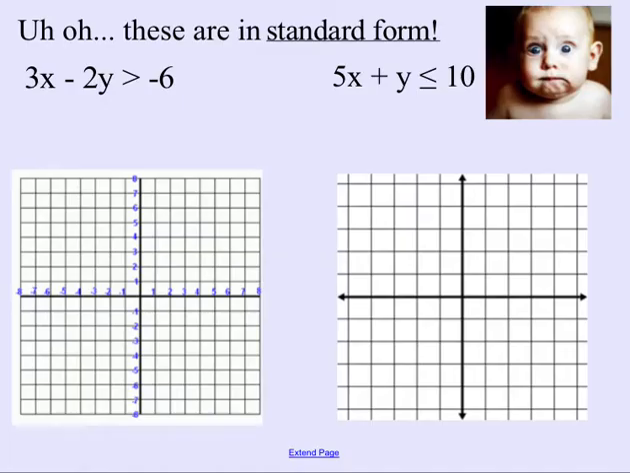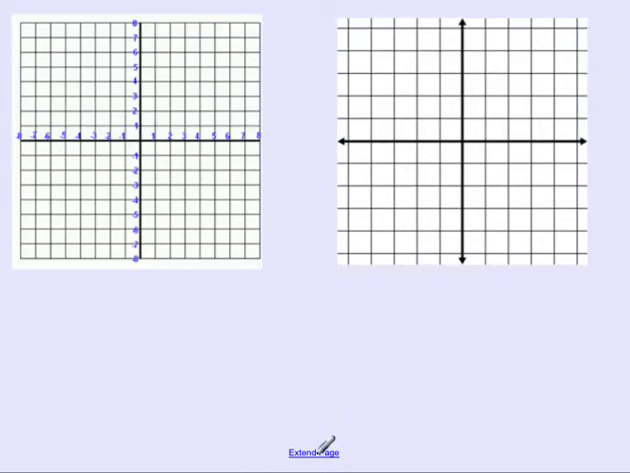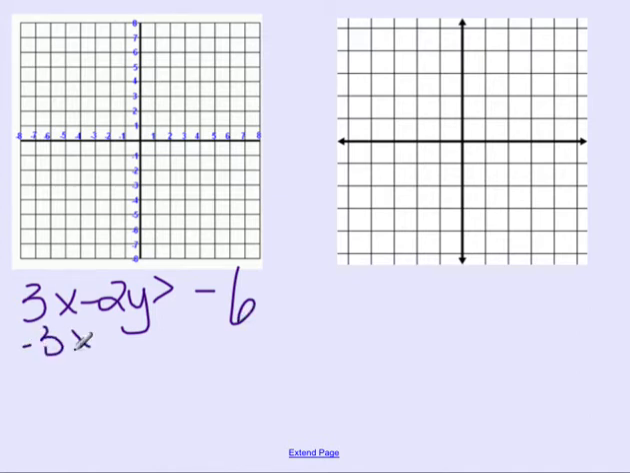Taking a look at numbers 8 and 9. They're in standard form, which means we have to solve them for y. So I have 3x minus 2y is greater than -6. Okay, so we're going to go ahead and solve this for y. So the first thing I want to do is get that 3x over to the other side. Since it's positive, I'm going to subtract 3x. So I have -2y is greater than -3x minus 6.